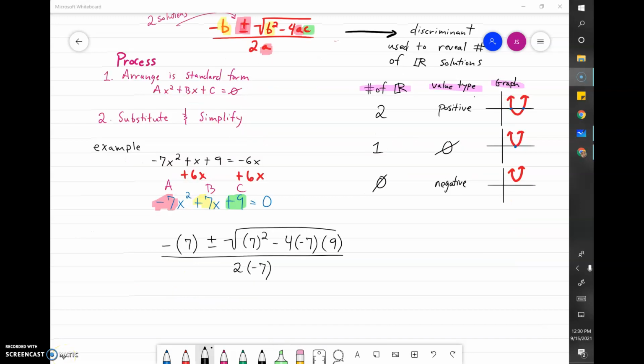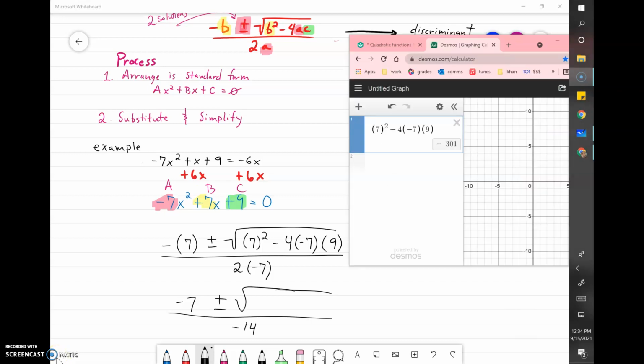All right, so I've got the first part of the second step completed. I've got everything correctly substituted in, and now I'm just going to start simplifying. So I got negative 1 times 7 is negative 7, plus or minus, this is all over 2 times negative 7, which is negative 14. And then I'm going to leave this number under the square root and figure out the value. I'm going to use Desmos to do so. All right, so I plugged in the expression that was under the square root, and we got 301.